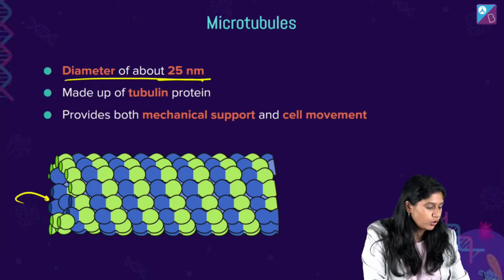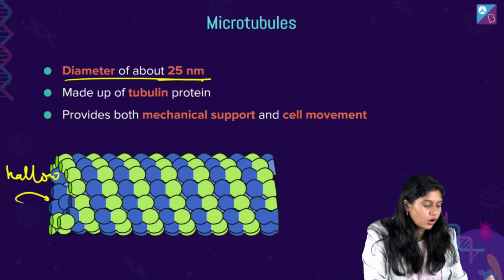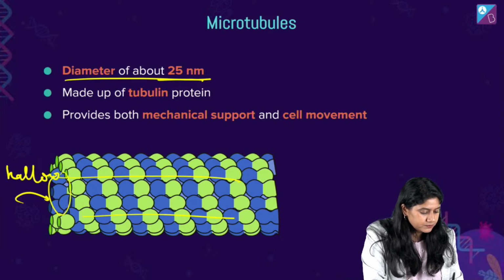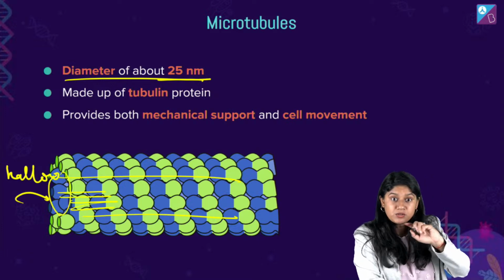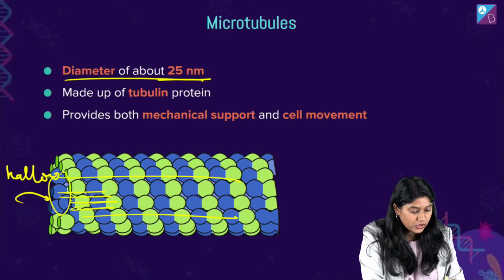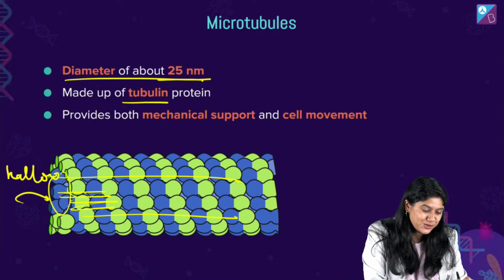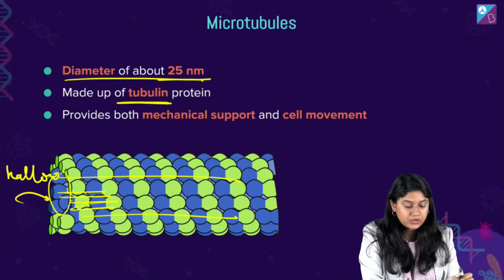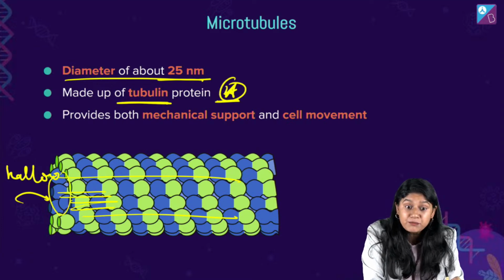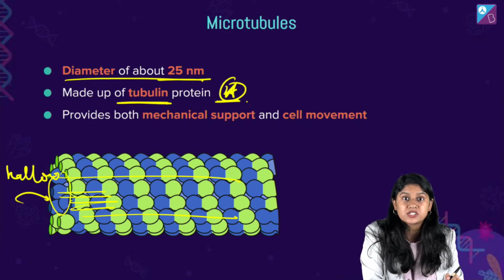Now of course they are hollow, right? They are a little hollow. Clear? Microfilament was solid. These are hollow, and of course they have a cylindrical kind of shape, right? And of course they have a very special protein, tubulin. This is very, very important, everyone.